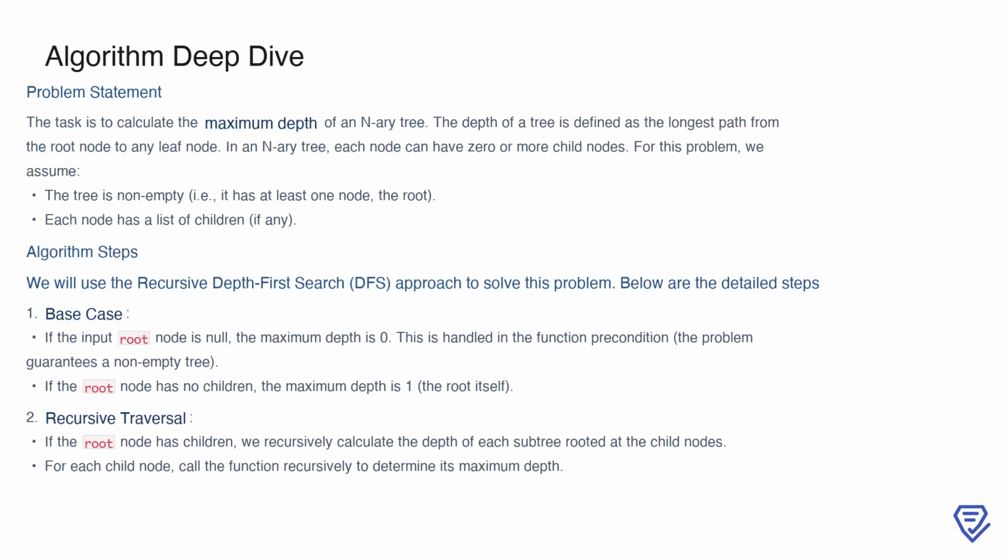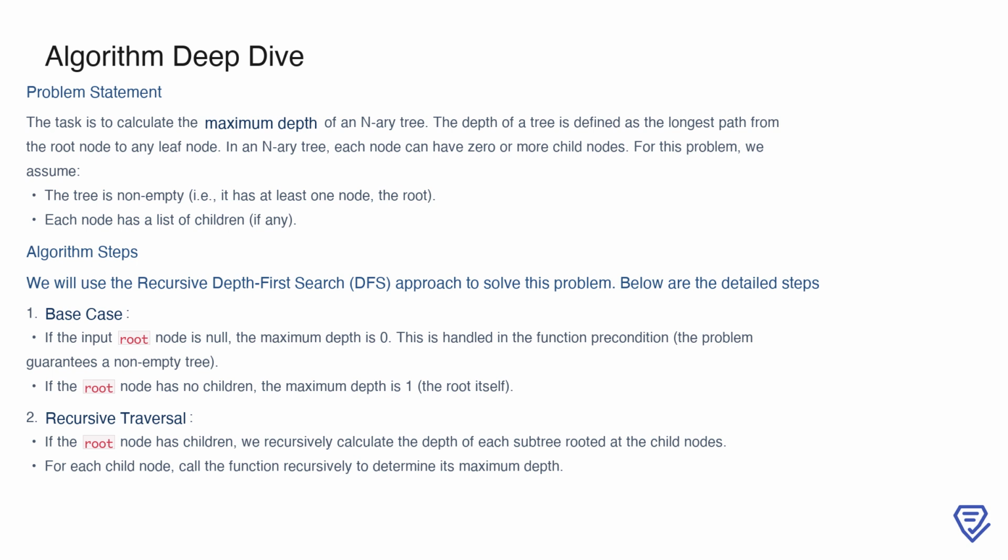The problem at hand is to find the maximum depth of an N-ary tree. Depth is defined as the longest path from the root node to any leaf node. In an N-ary tree, each node can have 0 or more child nodes. For this problem, we are guaranteed that the tree is non-empty, meaning it will always have at least a root node. The root node may or may not have children.